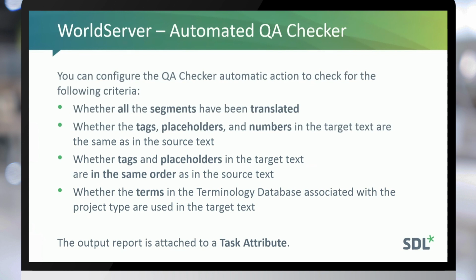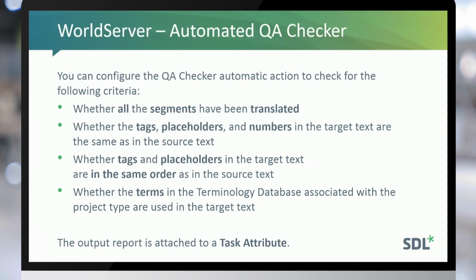This is an optional parameter. Whether they're in the same order isn't always required, and sometimes shouldn't be there. And then the final one is about checking terminology. So we read from a WorldServer TD, and we can then verify if the particular source term appears in the source text, that the required equivalent translation is also present in the target.